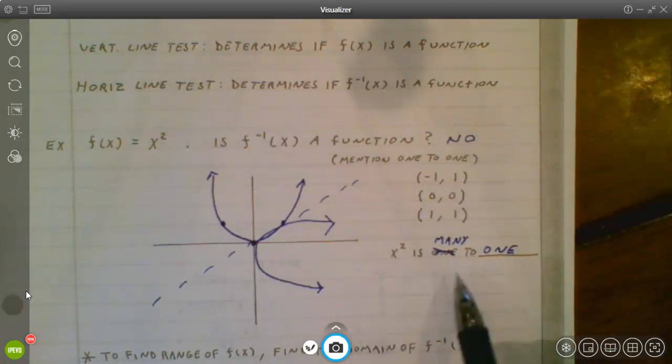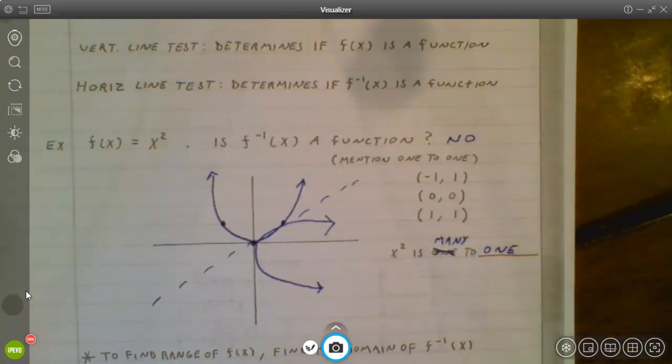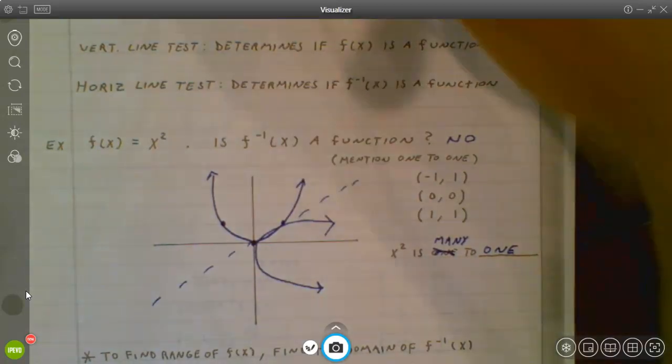Right, and so that is still a function. As long as it is something to one, it is a function. If you had the other way around, if this were one to many, that's when it would fail and it would no longer be a function. So let me jump down.